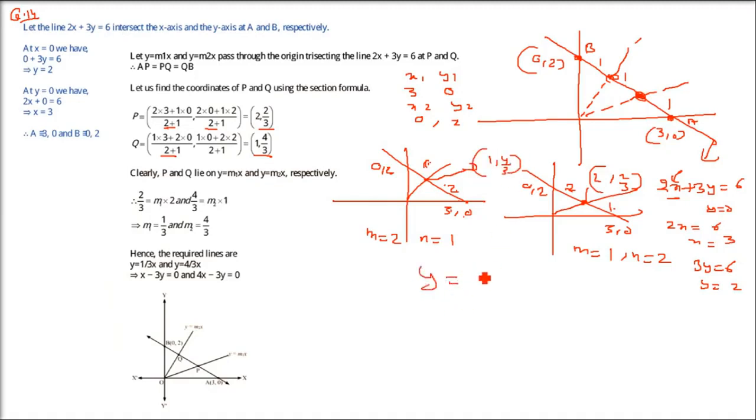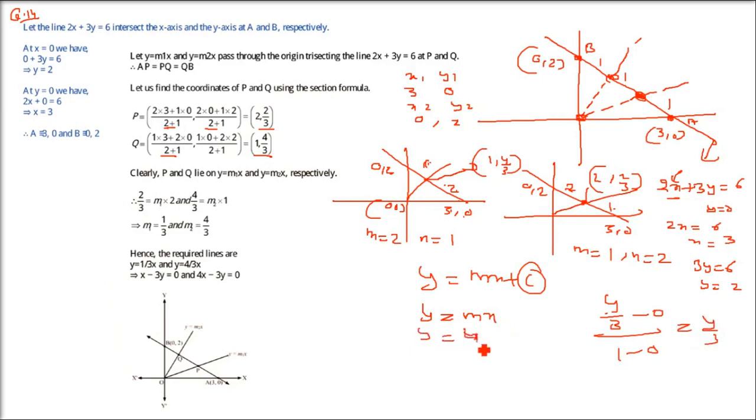So line equation is y equals mx plus c. Since this line is passing through the origin, c is 0. So y equals mx. So we have 1, 4 by 3. Slope is simply y2 minus y1 by x2 minus x1. So 4 by 3 minus 0 by 1 minus 0. So it will be 4 by 3. So the equation of the one line is y equals 4 by 3 x. This is one of the lines. 3y equals 4x. So 3y minus 4x equals 0, or 4x minus 3y equals 0, whichever way you like. This is the first equation.